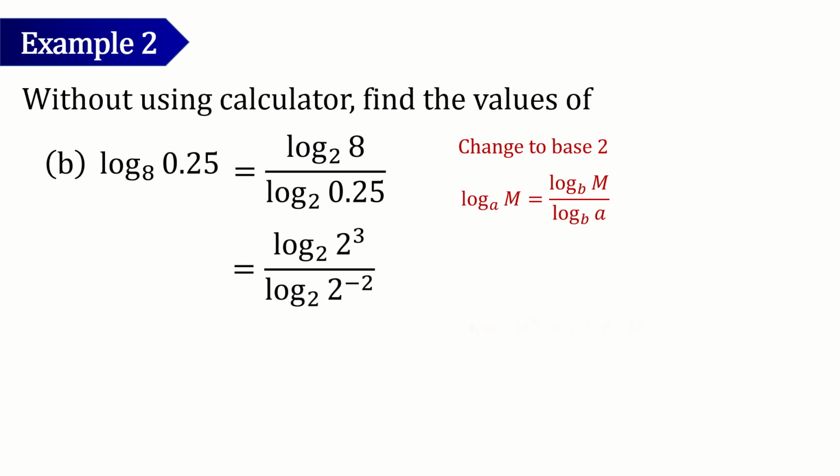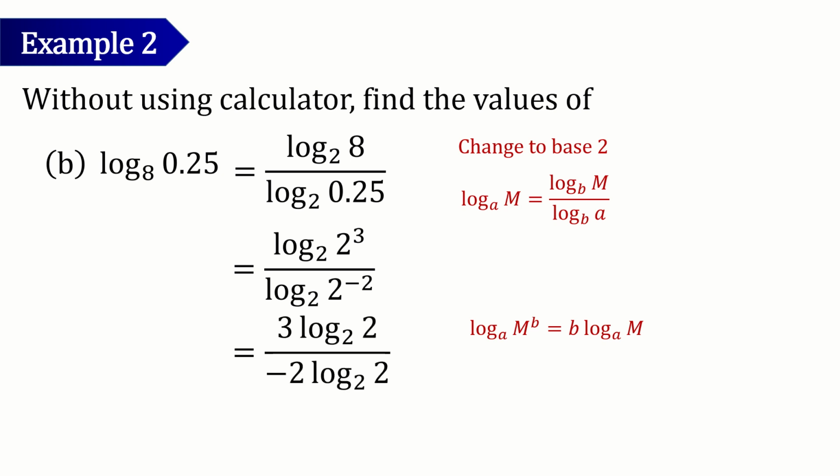So we can bring the power to the front using this rule. It becomes 3 log 2 base 2 over negative 2 log 2 base 2. Then we can cancel out log 2 base 2. It is left with 3 over negative 2, and this equals negative 3 over 2.